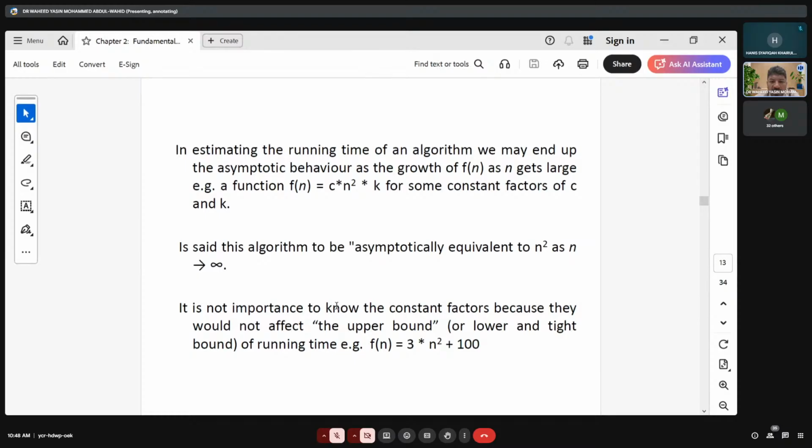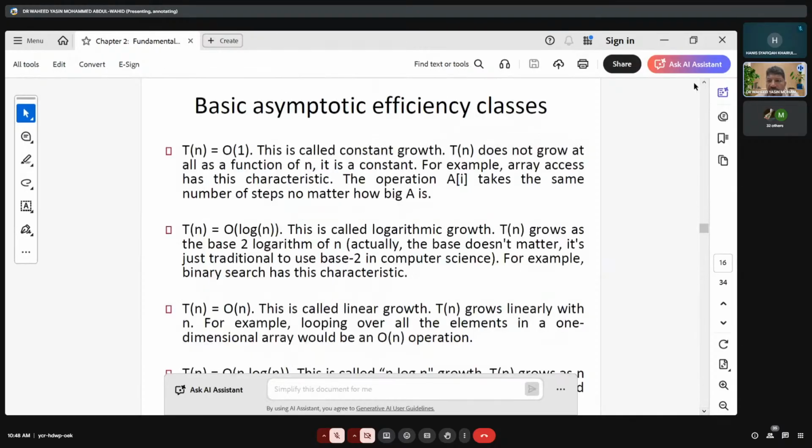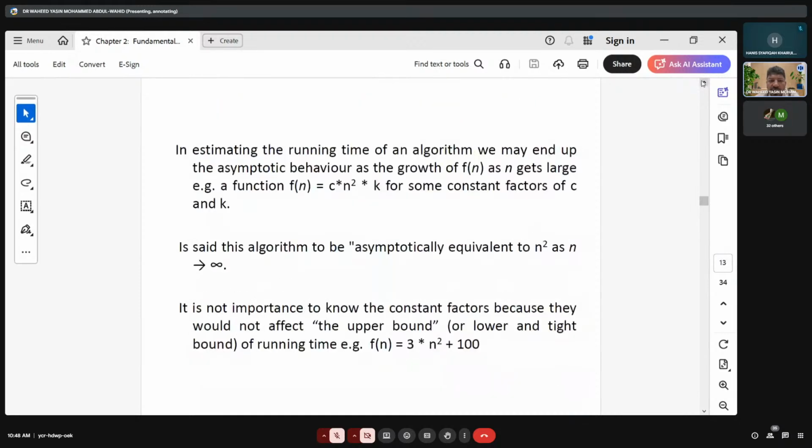So here it is not important to know constant factors because they would not affect the upper bound, lower bound, or tight bound of the running time. Example, f(n) equals 3 multiplied by n power 2 plus 100. So what is the big O? Big O is n power 2. The constant will not affect the value when n goes to infinity.